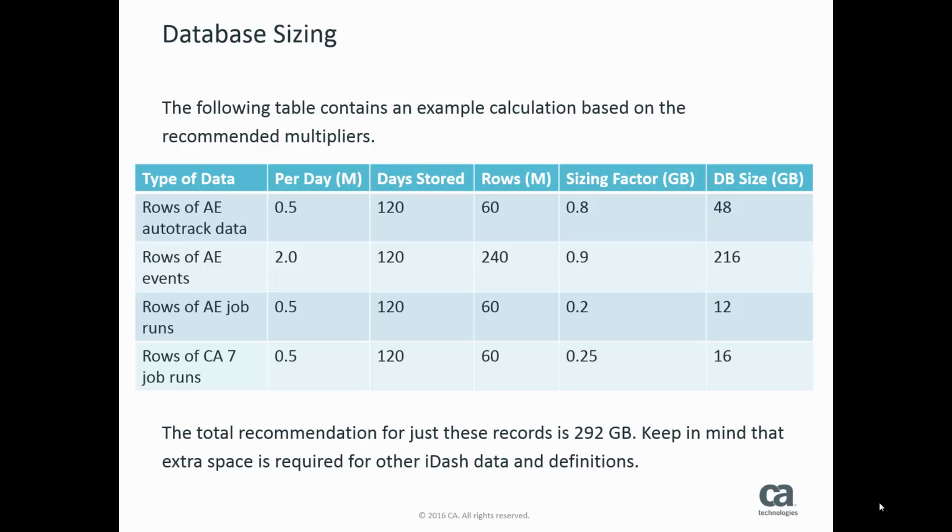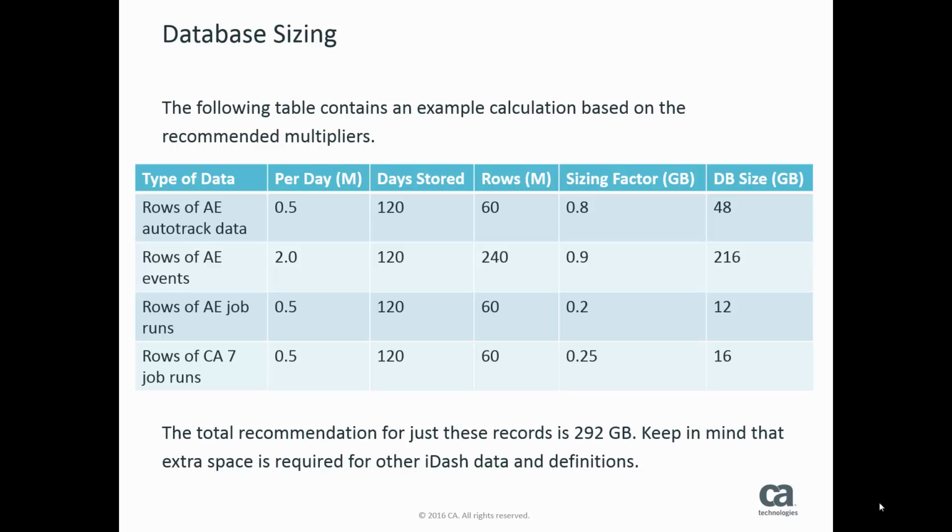Let's examine one of the calculations. The first row shows the calculation for AE AutoTrack data. The estimate is that all AE instances monitored by this iDash server will generate around 500,000 rows of AutoTrack data every day. We wish to store that data for 120 days. Multiplying these figures gives us a storage requirement of 60 million rows. The sizing factor for each million rows of AutoTrack data is 0.8 gigabytes, so multiplying gives us an anticipated space requirement of 48 gigabytes for the AutoTrack data alone.